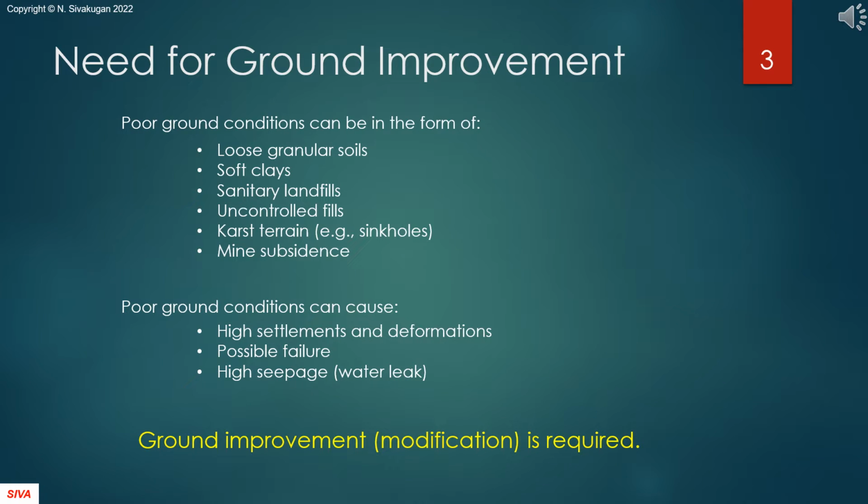Poor ground conditions include soft clays, sanitary landfills, karst terrain, etc. They can lead to high settlements, possible failures, and also high seepage. Ground improvement, in the form of compaction, would help here.